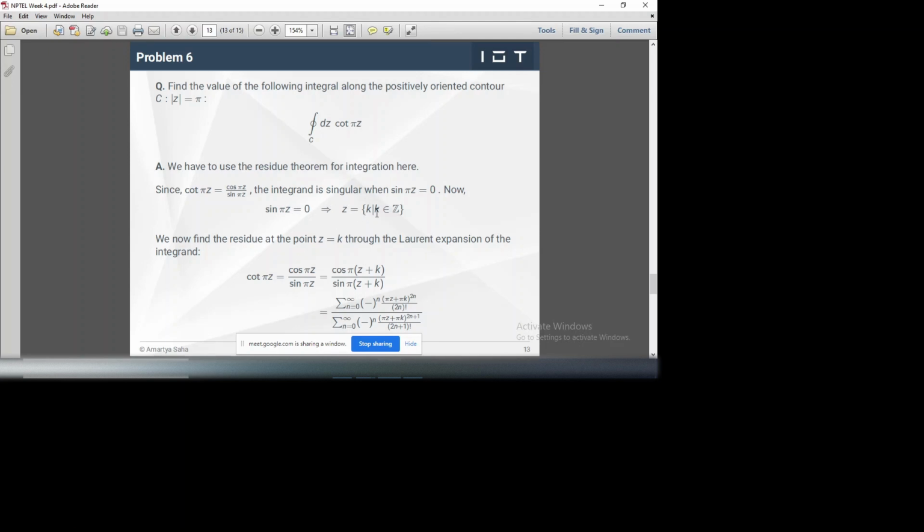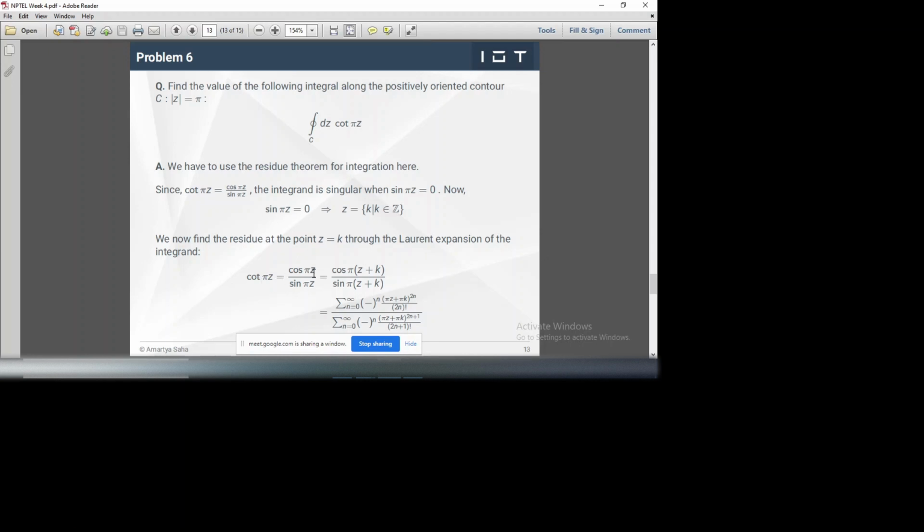So at the points where sin πz is 0, the whole integrand cot πz will be singular. sin πz is 0 when z is an integer. We have seen this previously, and it occurs here also. So when z is an integer, sin πz is 0, and now we will find the residue at the point z equal to k through the Laurent expansion of the integrand. To find the residue, we have to consider the Laurent expansion and then extract the coefficient of the simple pole.